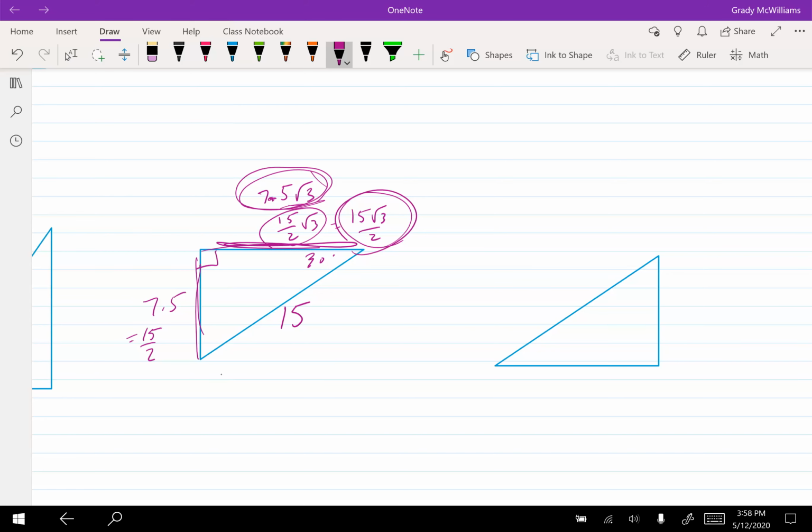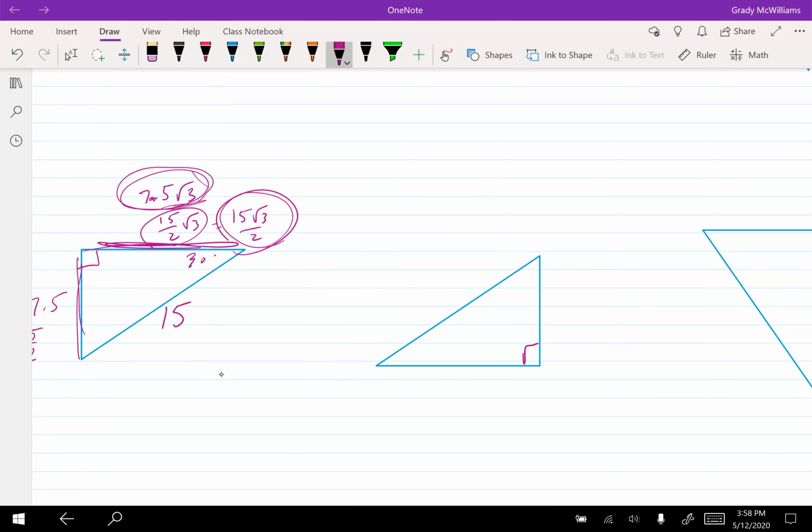So let's say you had this is the 30 degrees, here's a 60 degrees, so now you know where the short leg is. Let's say that this is 9 square root of 3/2. Take a second and see if you can figure out the other two. We're getting close to the end of this video.